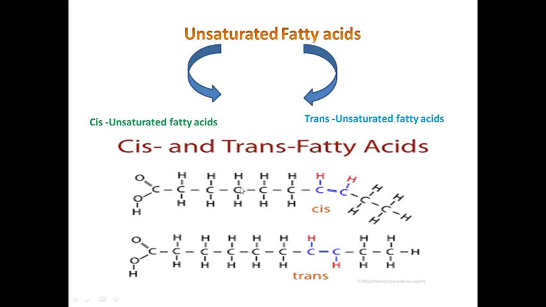In cis, around the double bond the hydrogen atoms are on the same side. This is called cis unsaturated fatty acid. In trans unsaturated fatty acid, what happens? The hydrogen atoms around the double bond are on the opposite sides. So these two are the cis and trans isomers of each other.